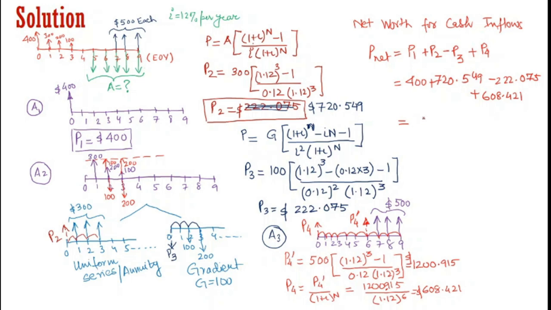So if I compute, this comes out to be $1506.895. So this is the net worth, or I can say this is the net cash inflows at n equal to 0 or t equal to 0, that is at the beginning point of time.